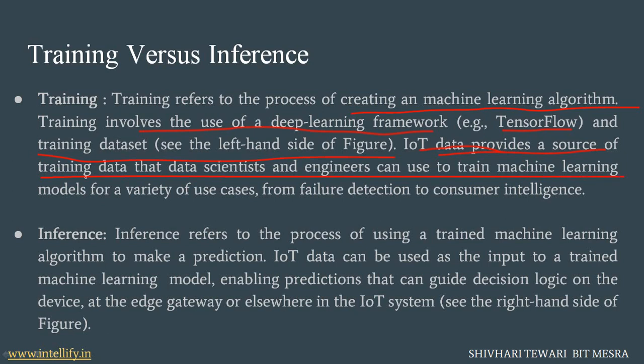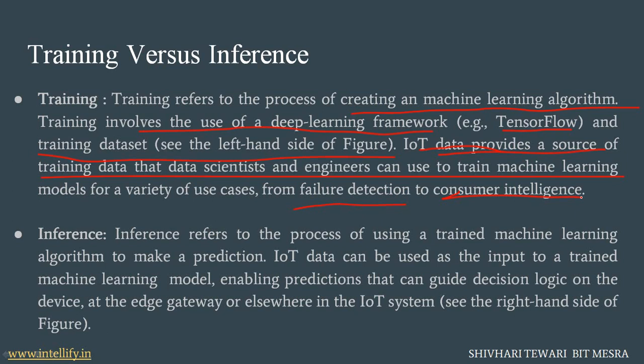That means we are creating an algorithm for our inference system using some deep learning framework and IoT. Using the IoT, we take the data sources. The IoT provides the data source that is used by scientists or data engineers to train our machine learning model for various use cases, for example failure detection systems or consumer intelligence. This is the definition of training.